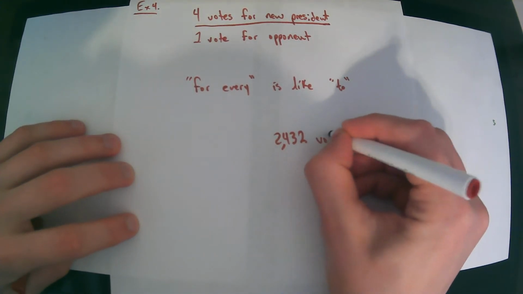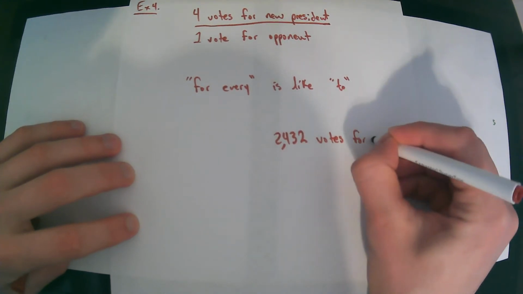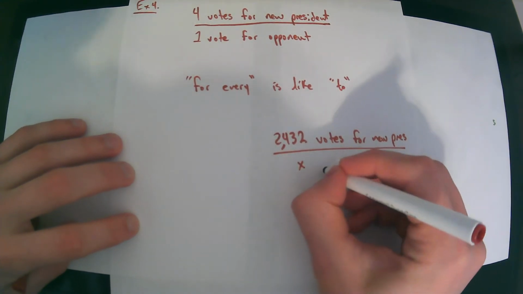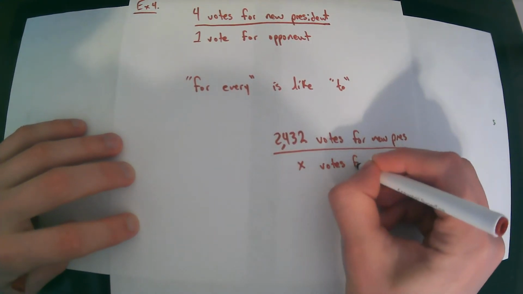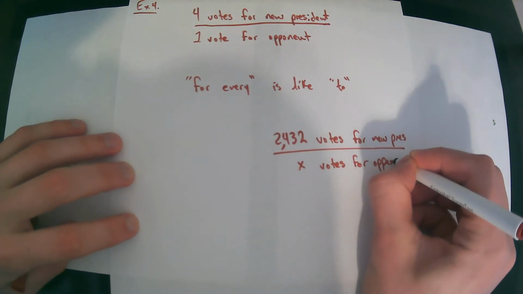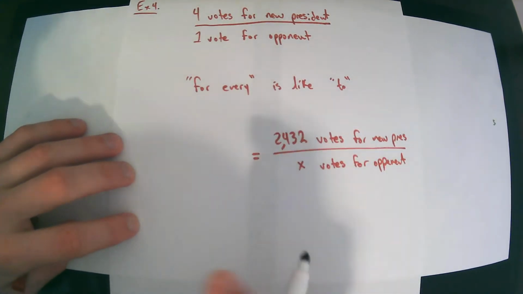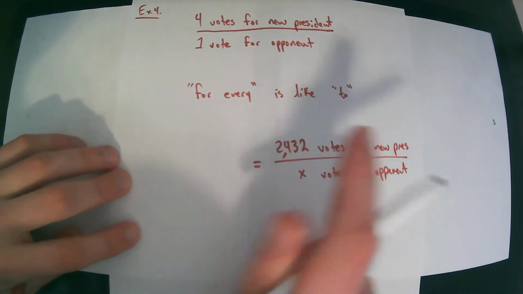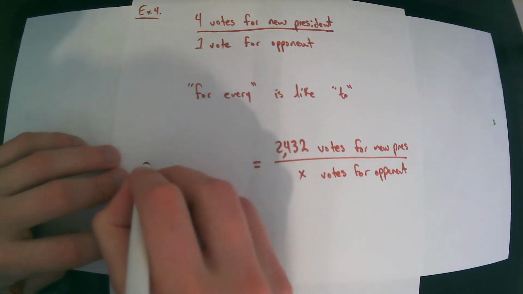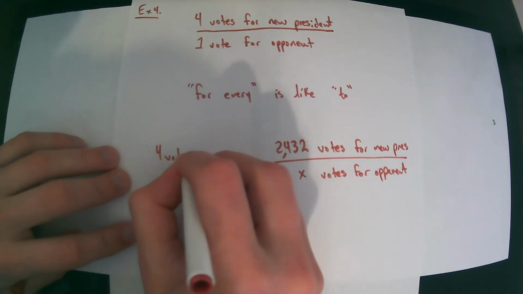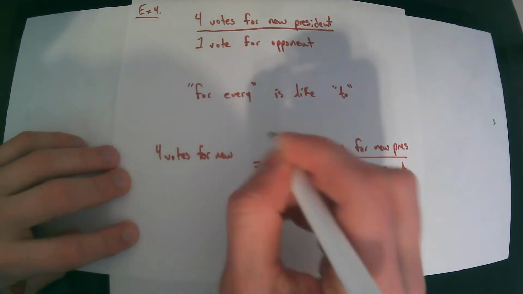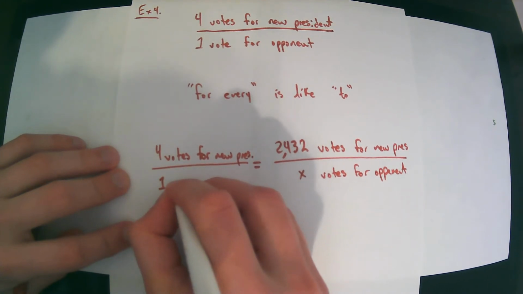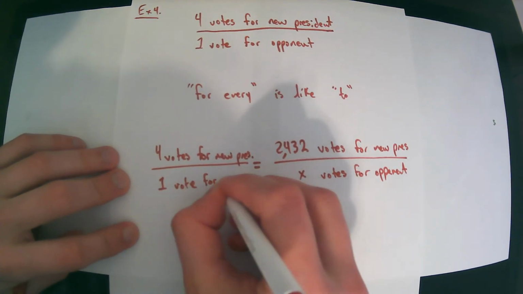Okay. So the new president actually received 2,432 votes, and we want to know how many his opponent received. But they already gave us the ratio that it should be equivalent to, right? 4 to 1. And notice I'm making sure that I line up my units. The votes for new president should be on top. So it's 4 votes for new president for every 1 vote for opponent.